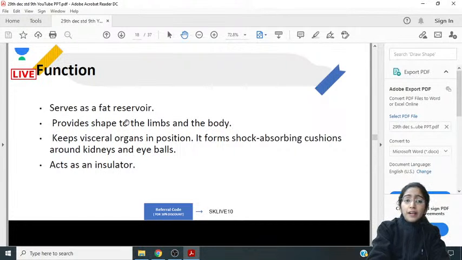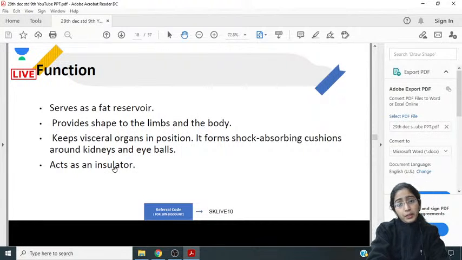Serves as a fat reservoir. It contains a what? It contains a fat droplet, therefore it is acting as a fat reservoir. Provide the shape to the limbs and the body. Keep the visceral organs in position. It forms a shock absorbing cushion around the kidney and the eyeball.